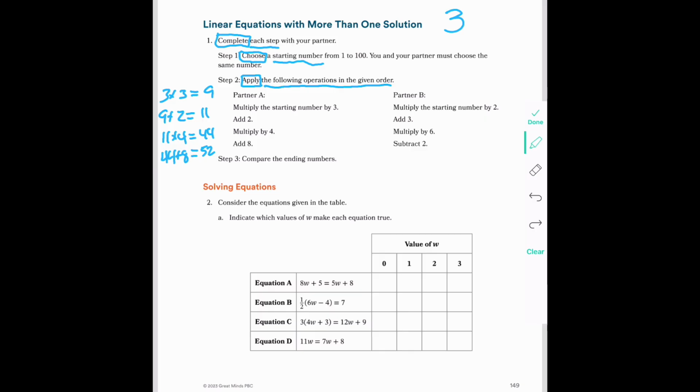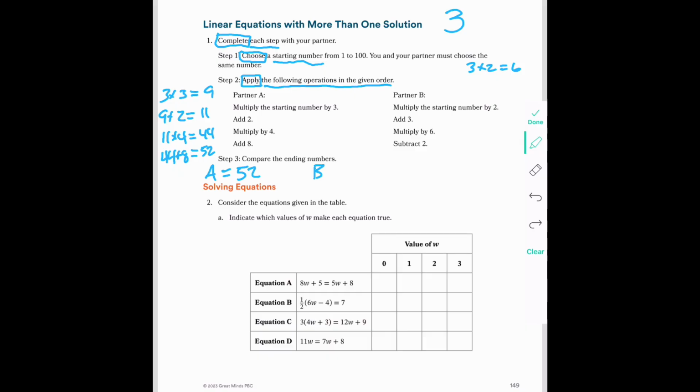Okay, so being partner A, if I was partner A, I know that 52 was my number. All right, so now let me pretend like I'm partner B. If I'm partner B, it says multiply start number by 2. All right, so I know that 3 times 2 equals 6.